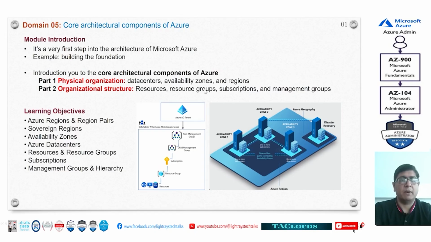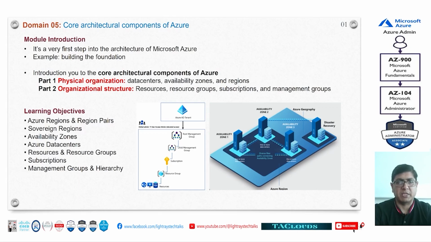Once we cover these things, we will go to two parts. One part is the physical organization, and the other part is the organizational structure. Physically, we will understand the building of the data center. If you look at the screen, there is a blue building, which is a full region picture.